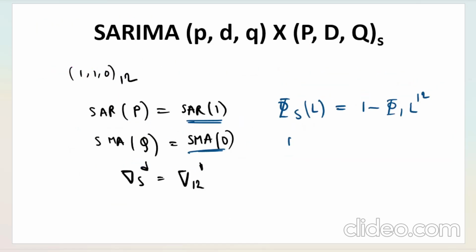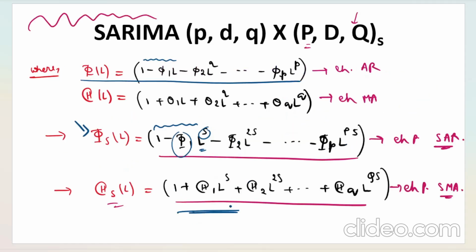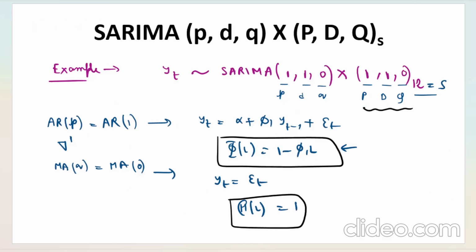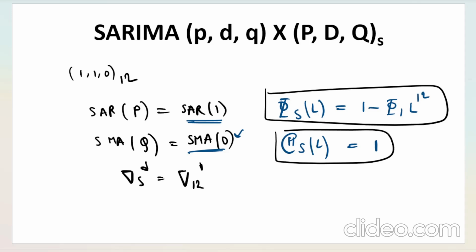And for MA, what will be theta SL? MA has Q to be 0. Check here, what will this be? There is no theta, so only 1 will be here. This is 1. So we got all the characteristic polynomials that we need for our analysis.